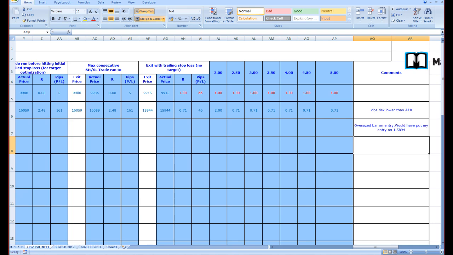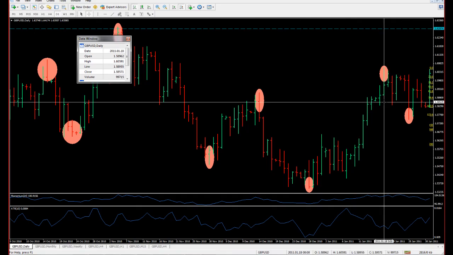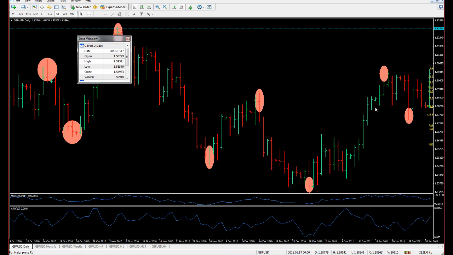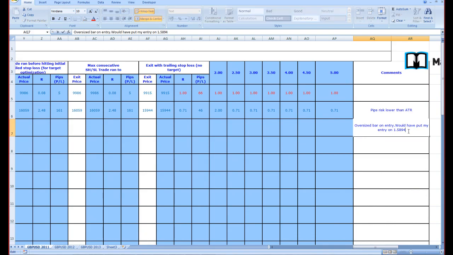Right, okay. Which is the low of the swing high on the 18th of Jan 2011. Did you take a pip off it? No, you don't need to, because the spreadsheet will do that for you. It's 9.5, which is the low of the swing high. Oversized bar on entry. Right, okay. 18 Jan 2011.